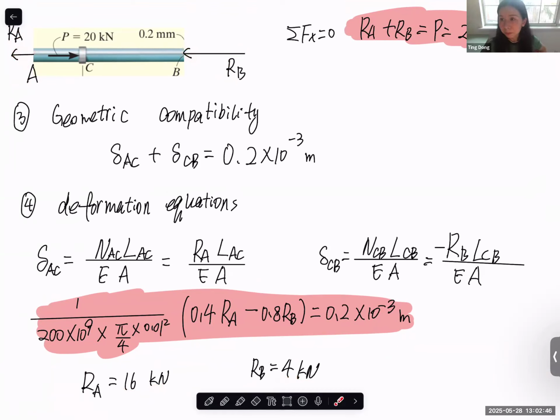Any question for this one? Any question for this example problem? What substitution to use? What do you mean by what substitution? RA and RB. What do you mean by what substitution for RA and RB?